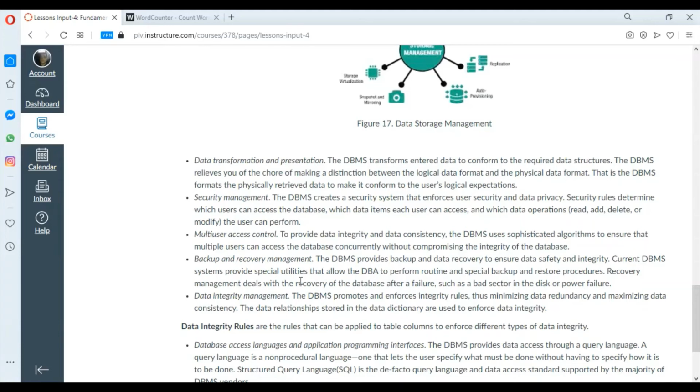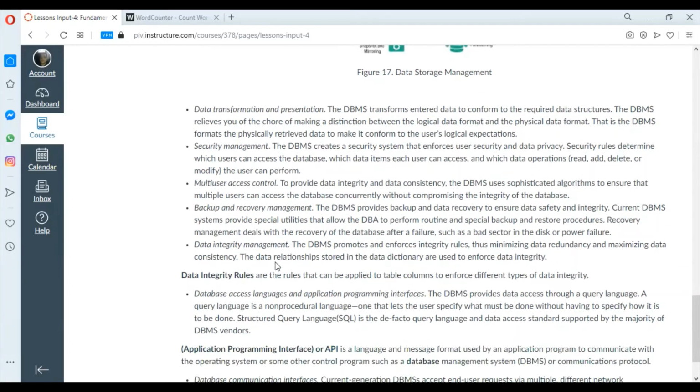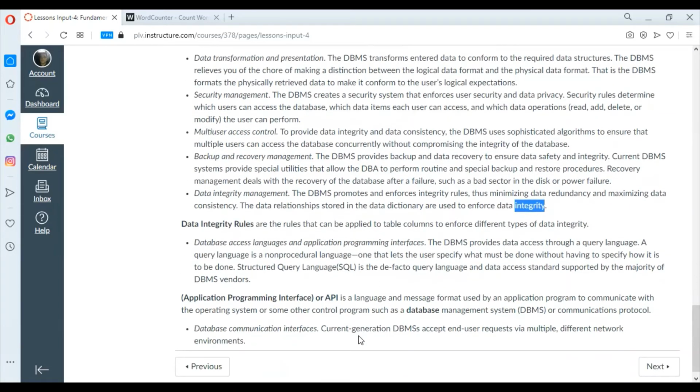DBMS promotes and enforces integrity rules, minimizing data redundancy and maximizing data consistency. The data relationships stored in the data dictionary are used to enforce data integrity. Okay. So data integrity is very important. Why? Because when the term integrity is spoken, what idea comes into your mind? So that is legit, that is true data, that is verifiable data. Okay, that is integrity.